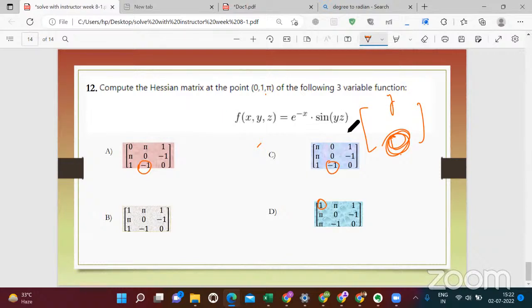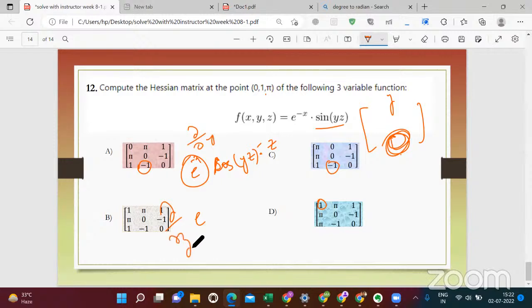Oh, okay. So yz, if you have to differentiate it, e to the power minus x is some constant. Now differentiate it with respect to y. So sine of yz is cos of yz multiplied with this z, right? Now we have differentiated with respect to y, so now do it with z. Okay. So e to the power minus x, z times cos, what is minus sine yz. Okay, no, this is a mistake I'm making.